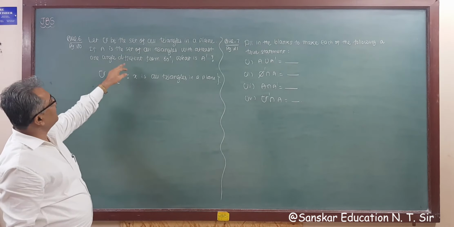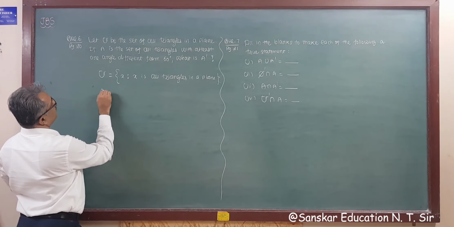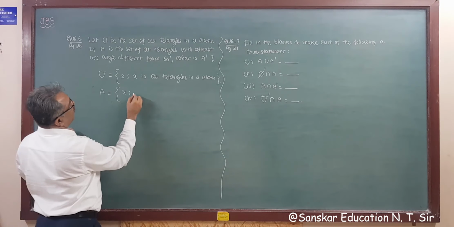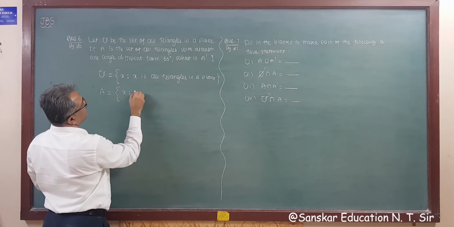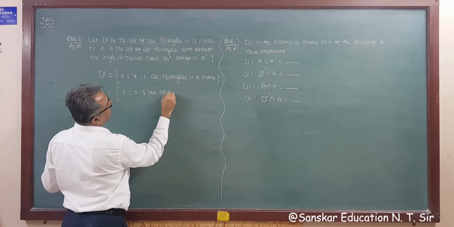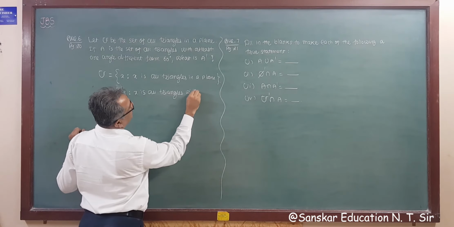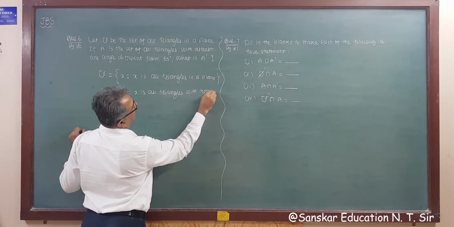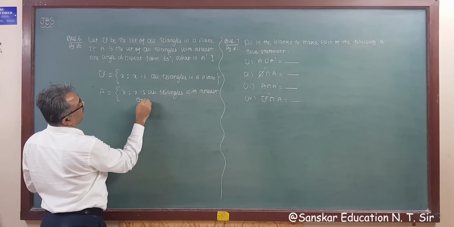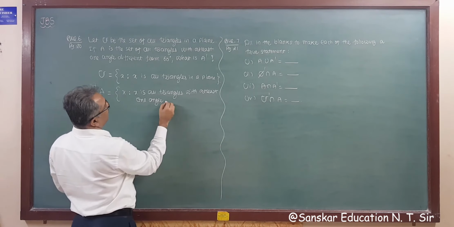And A is the set of all triangles with at least one angle different from 60. So A is equal to X, all triangles with at least one angle different from 60 degrees.